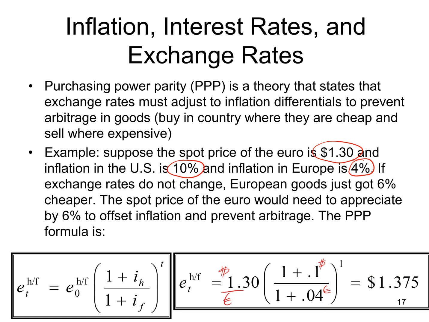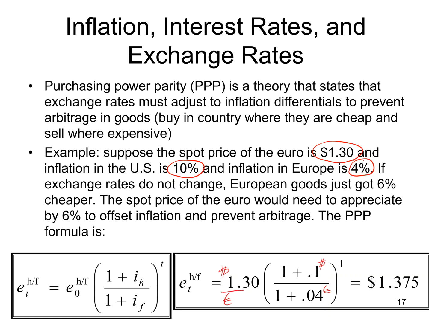So the PPP theory says that in order to prevent arbitrage, the exchange rate would have to adjust so that the relative prices are unchanged after inflation. So effectively, if the euro had 6% less inflation than the US, the euro would have to appreciate by 6% to offset that. And so from an American's perspective, it costs the same amount to buy European goods. Yes, the goods are 6% cheaper, but their currency is roughly 6% more expensive.